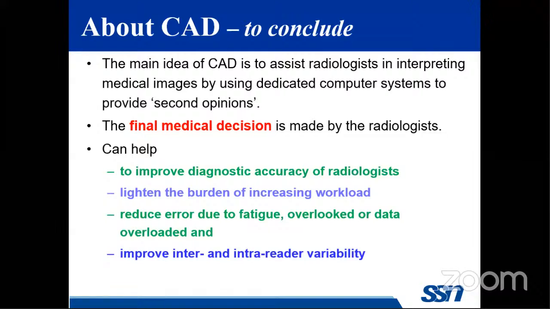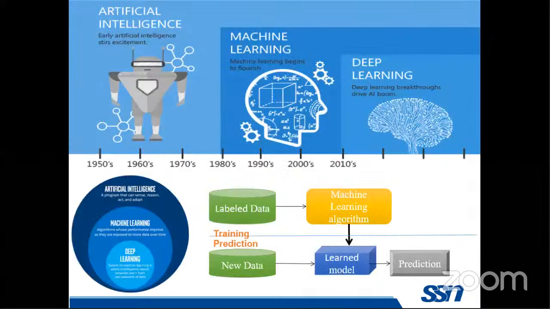So this is the conclusion or the outcome of the CAD, so that you can improve the diagnostic accuracy of radiologists. You can lighten the burden of increasing workload. It acts as a secondary observer, and also reduces the error due to fatigue, oversight, or data overload, and it could also improve inter- and intra-reader variability.